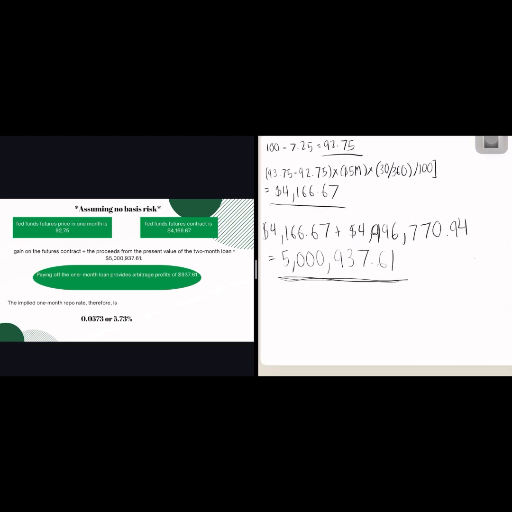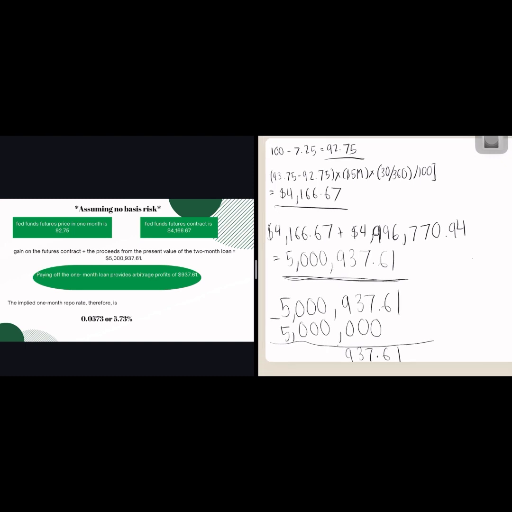Paying off the 1-month loan provides arbitrage profits of $937.61. So we just subtract the 5,000,937.61 minus 5 million, $5 million. And we'll get 937.61. So this is the arbitrage profits.